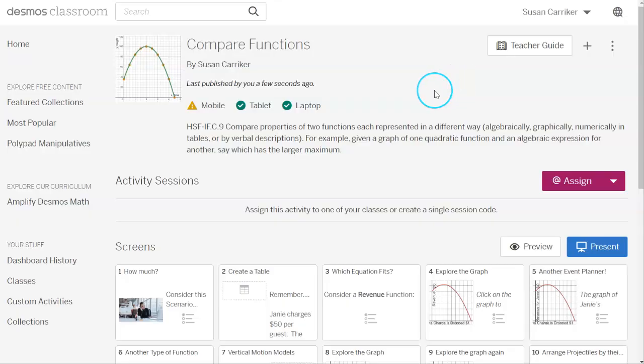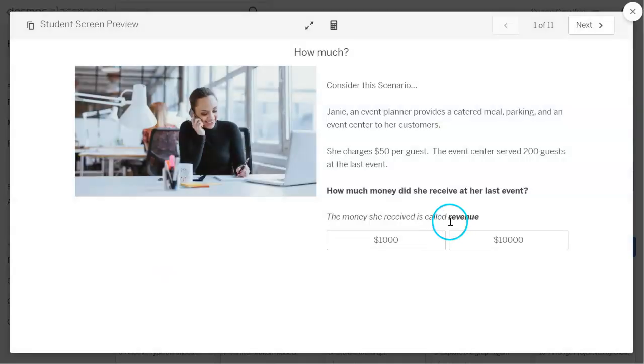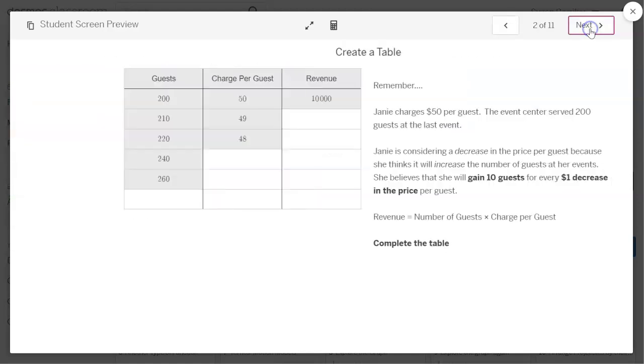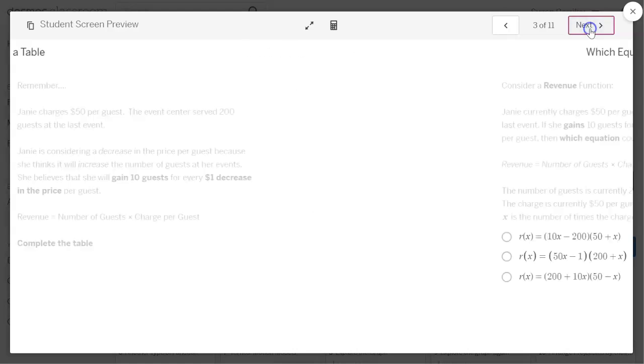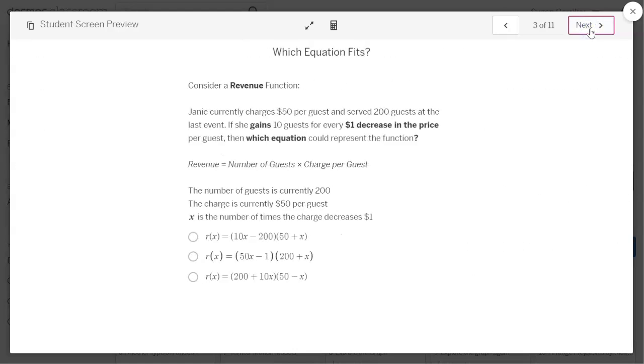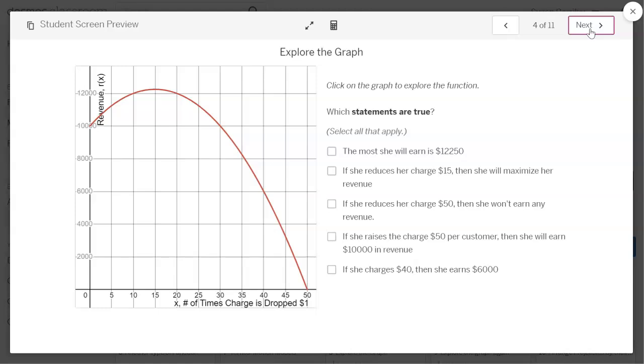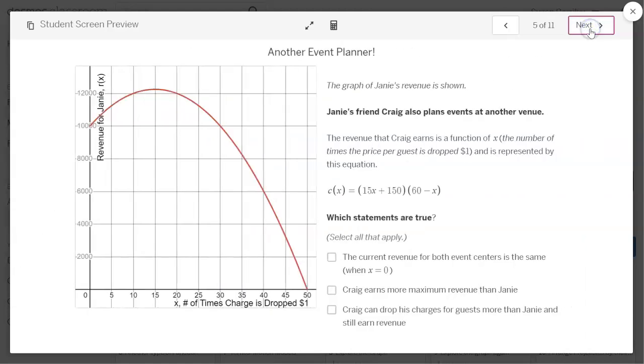So this is the Desmos Classroom activity. We will be comparing functions using different representations. The first screen in the activity talks about an event planner, and they're going to be asking questions about this specific scenario. You will be working in a table, so that's one representation. They will be working with equations, and they will be working with graphs. So the questions will be asked about those independently, and then they will be put together.